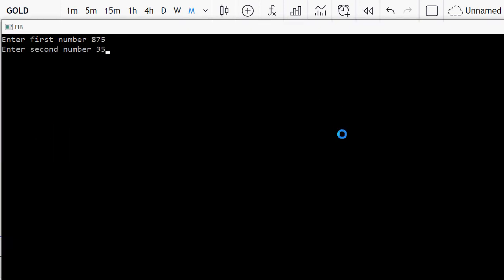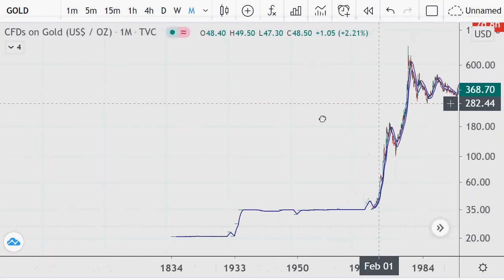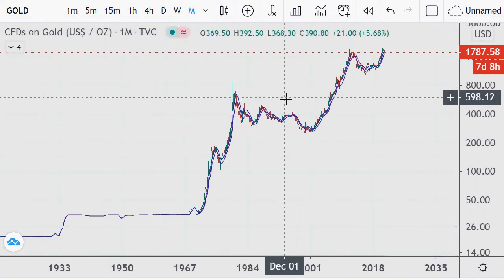So the 38.2 is 120. So 875 divided by 120 to the root of 1.618, multiply that same low of 120, that's the upside target, which comes in at $3,000.